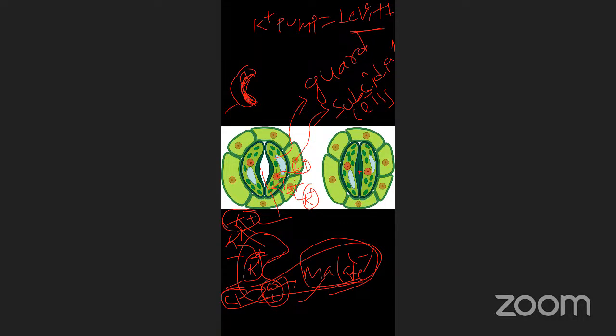So if we compare both the cells, subsidiary and guard cell, due to the presence of H plus, there is high water potential in the subsidiary cell. Due to the presence of malate and chloride, there is low water potential in the guard cells. So the water movement is from where to where, according to this?